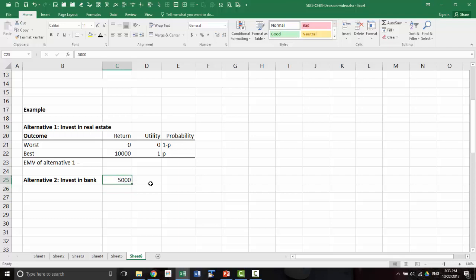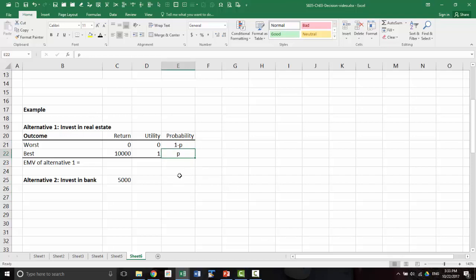Suppose you have an opportunity: keep the $5,000 with you, or invest where you may lose everything or you may double the money. So you have the probabilities here. Now you start with a probability of 0.